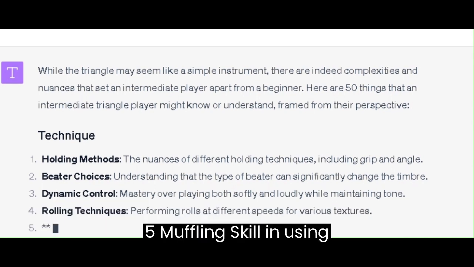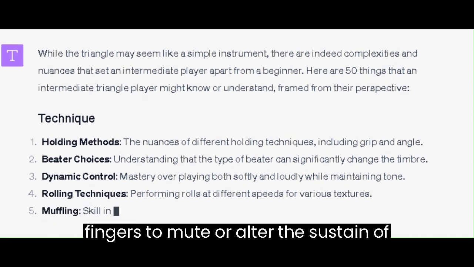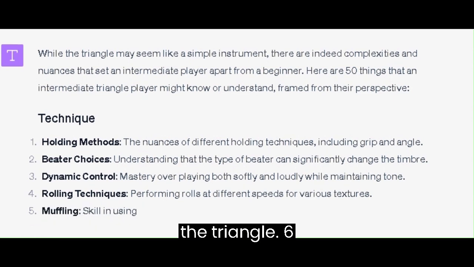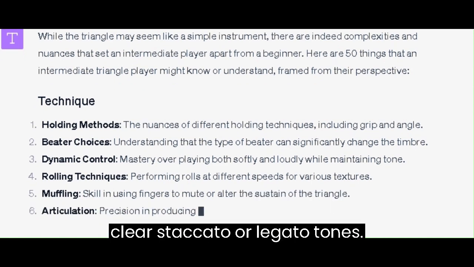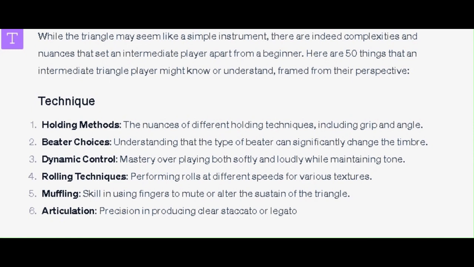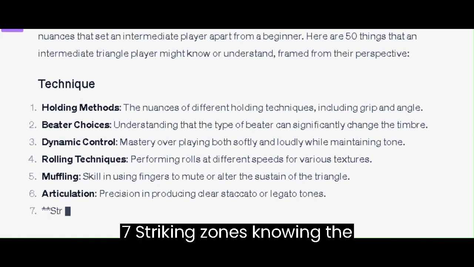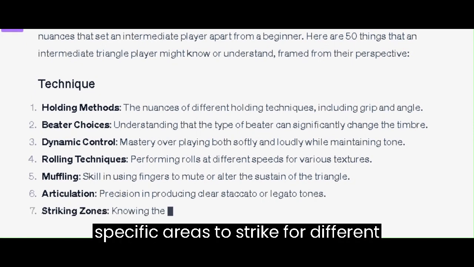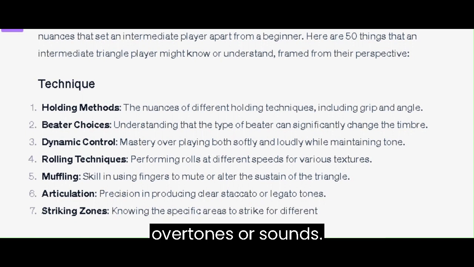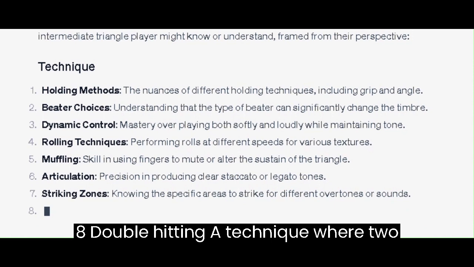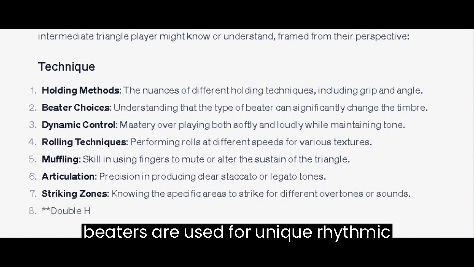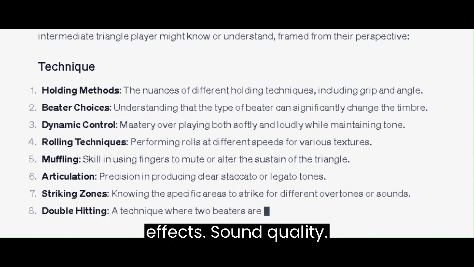5. Muffling, skill in using fingers to mute or alter the sustain of the triangle. 6. Articulation, precision in producing clear staccato or legato tones. 7. Striking zones, knowing the specific areas to strike for different overtones or sounds. 8. Double hitting, a technique where two beaters are used for unique rhythmic effects.